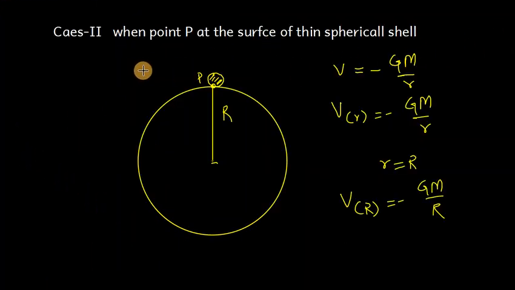Similarly, case number two: when point P is at the surface of a thin spherical shell. We have a thin spherical shell and an object lying at this point P, so what will be the gravitational potential value of this thin spherical shell at this point? Simply, we know that V equal to minus G capital M by small r. V is a function of r, so this expression can be written by simply putting small r equal to capital R, so we obtain the gravitational potential at the surface of the spherical shell is equal to this one.